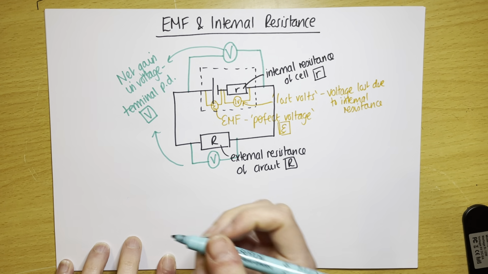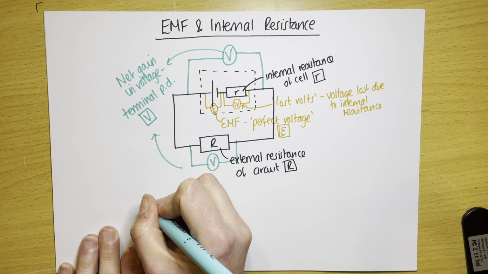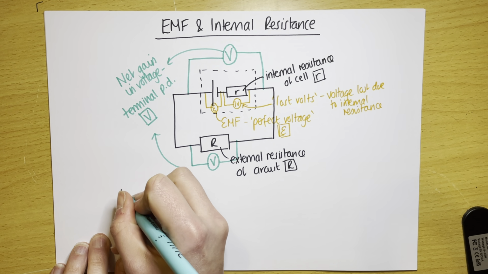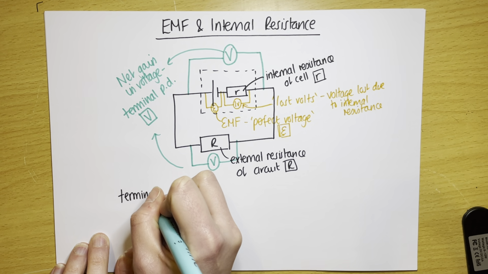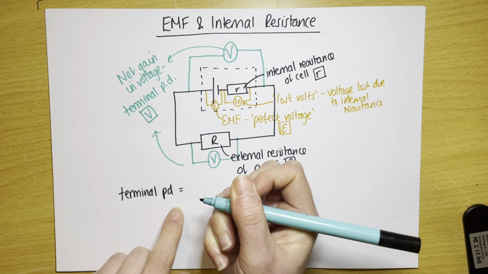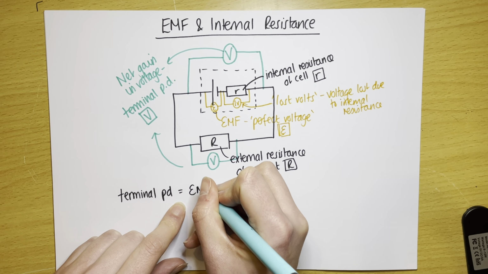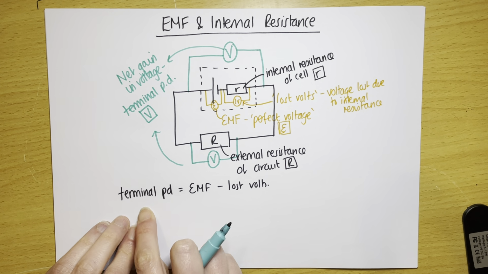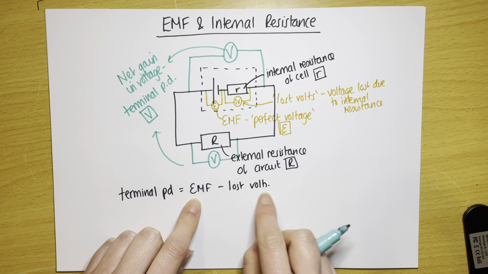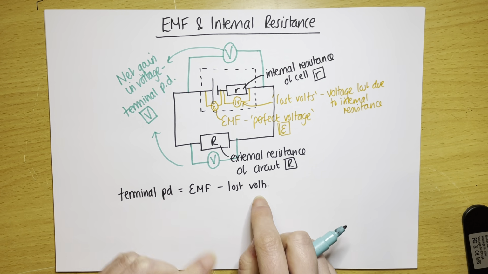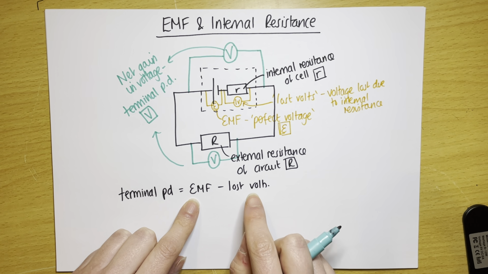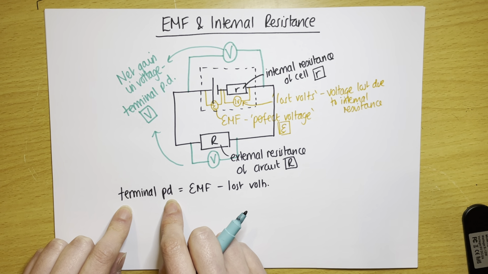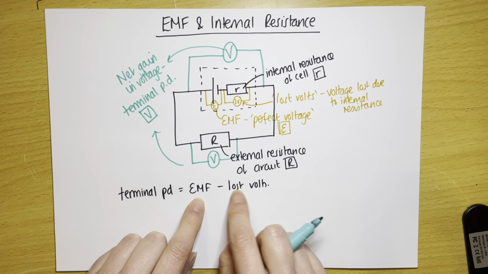So I'm going to make a sum. I'm going to do it in a different way to normal. I'm going to say the net gain in voltage, the terminal PD, is going to equal the EMF, which is the perfect voltage, minus the lost volts. So the overall net gain is what the battery gives minus how much it takes to get through the battery. So let's say it's a 6-volt battery, but 1 volt is lost as you go through the battery. That means the terminal PD is 5. So the net gain is the total minus anything that you lose.